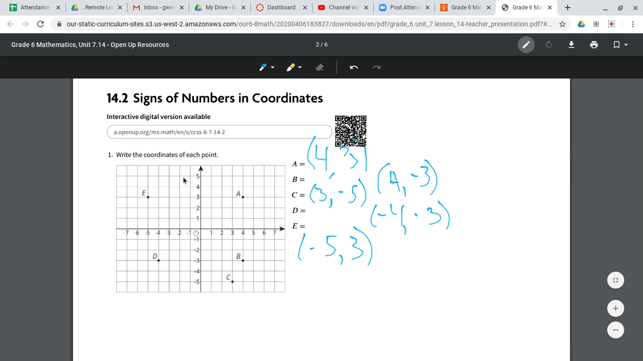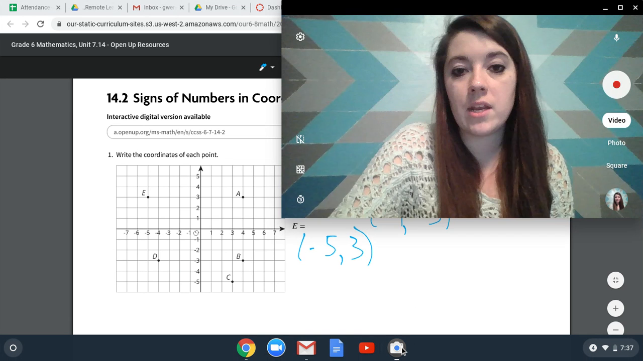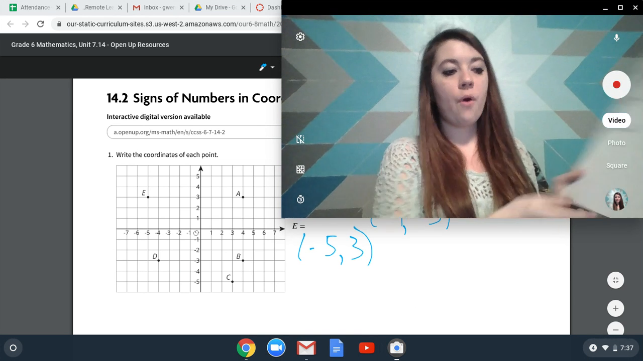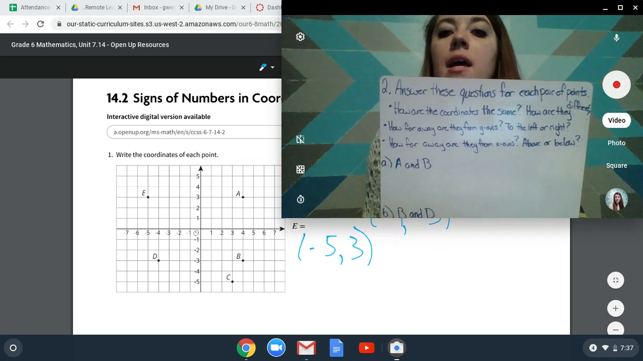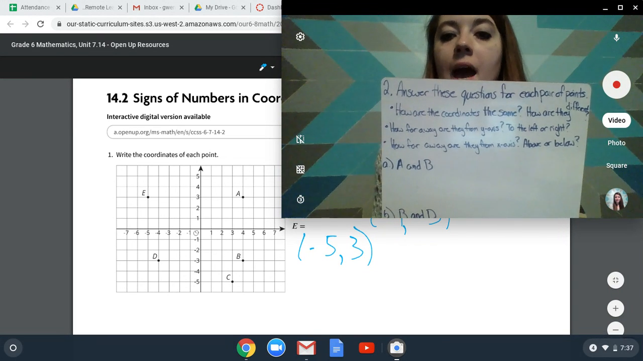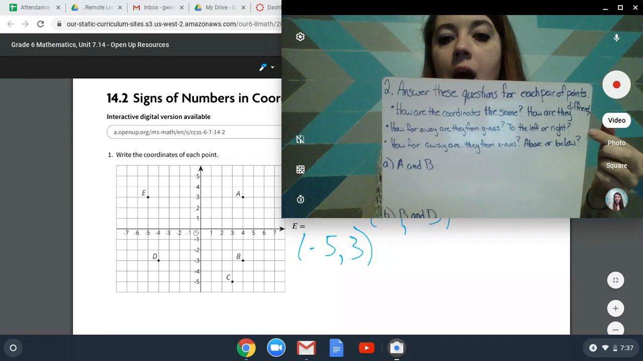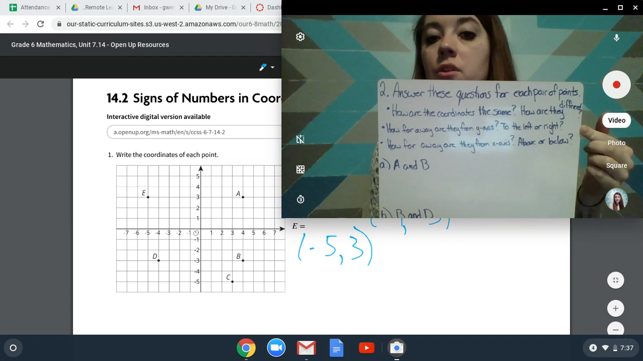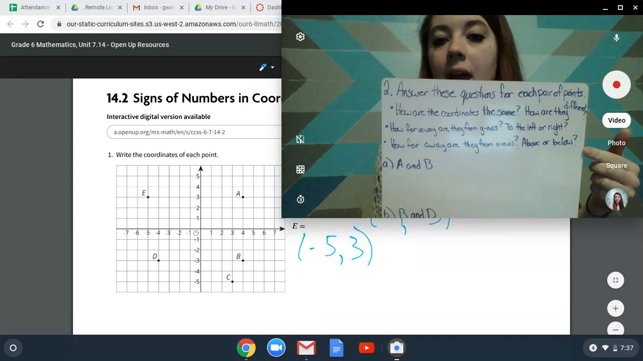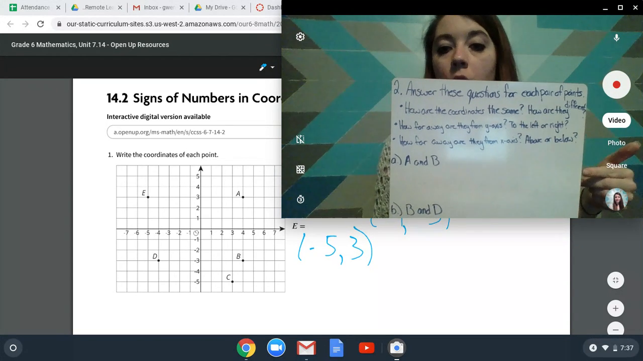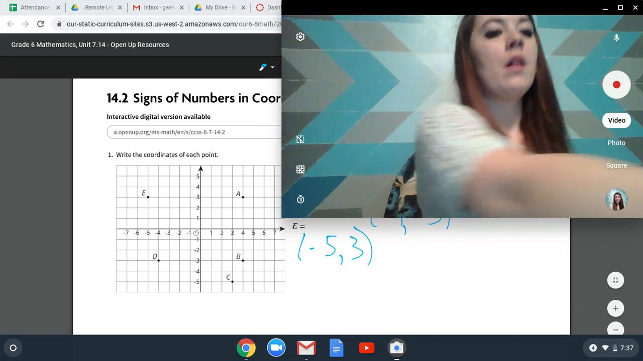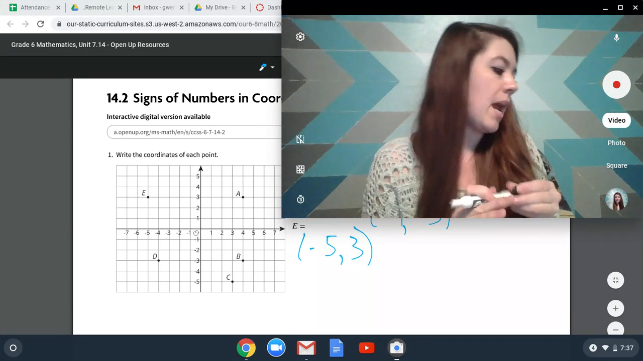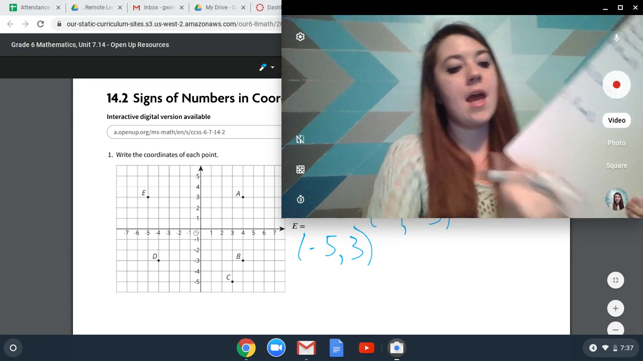Now we're going to use those for the next few questions. So let me pull the camera or this video back up here. All right. So for question 2, which you guys can't see on there, but that's why I have it here, it says, answer these questions for each pair of points. How are the coordinates the same? How are they different? How far away are they from the y-axis, to the left or to the right? And how far away are they from the x-axis, above or below? Okay, so looking at this, the first pairing that we have is A and B.